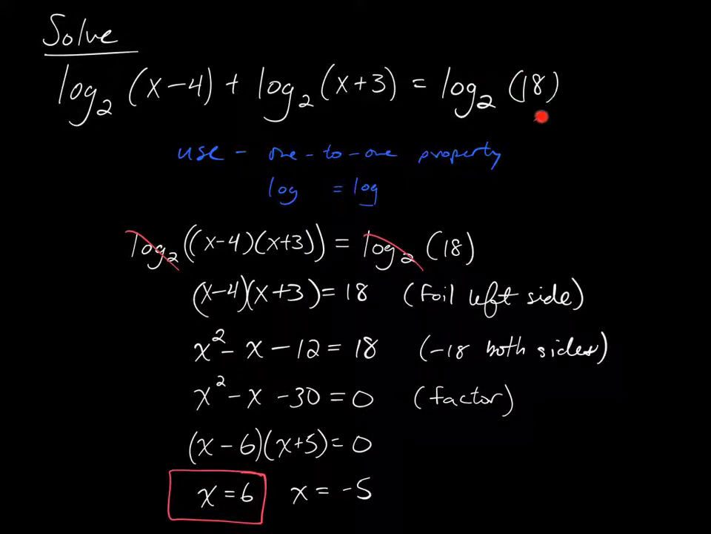I didn't have to check this one because it did not have an x in it. It's already a positive argument. We are good to go on that last log. Let's take a look at x equals negative 5. If I substitute negative 5 in for this x, negative 5 minus 4 is negative 9. The argument is negative 9, and we're not allowed to have negative arguments in our logs. This answer doesn't work. Our only answer here is x equals 6.